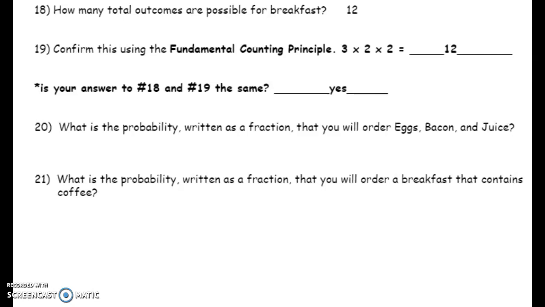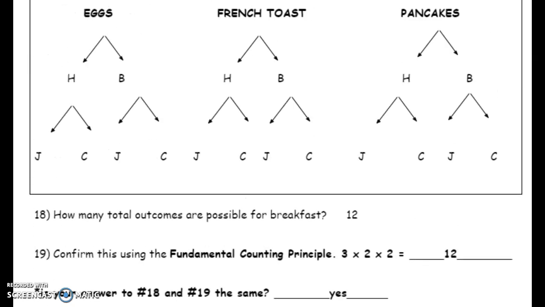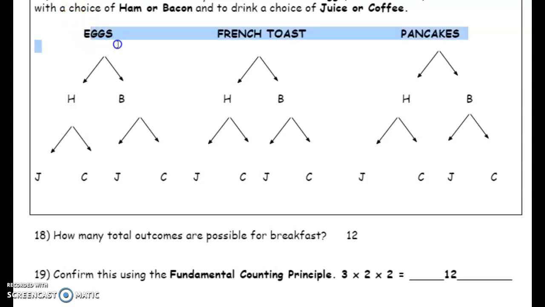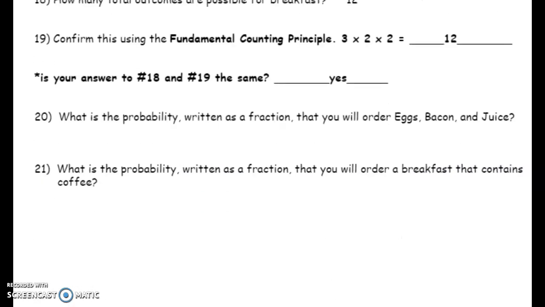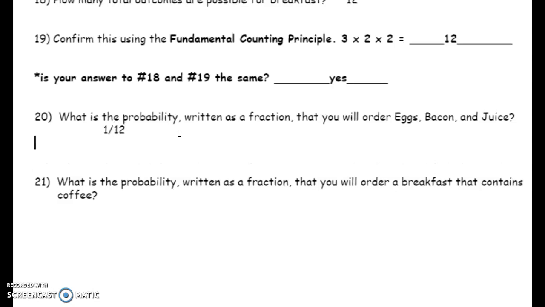Number 20. What is the probability, written as a fraction, that it will order you eggs, bacon, and juice? So if we go up to our tree, eggs, bacon, and juice, it's only one choice out of all of these 12. So my fraction would be 1, which is my desired outcome, over 12, which is the total outcomes.